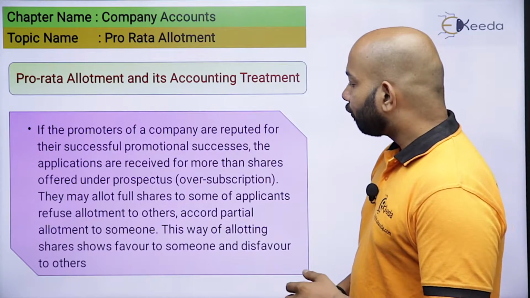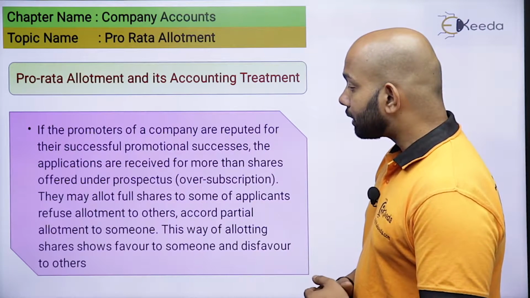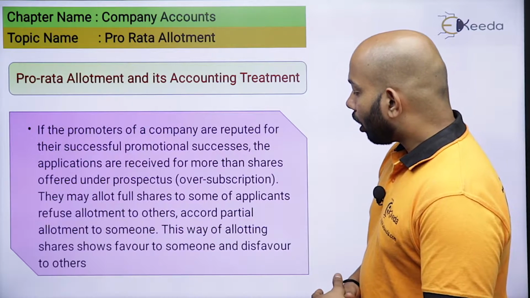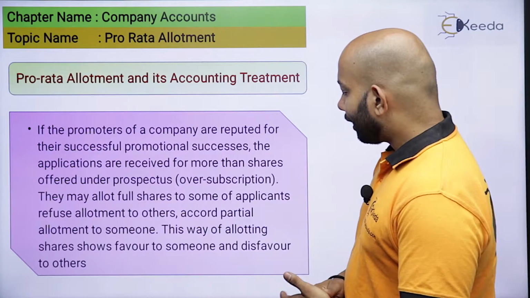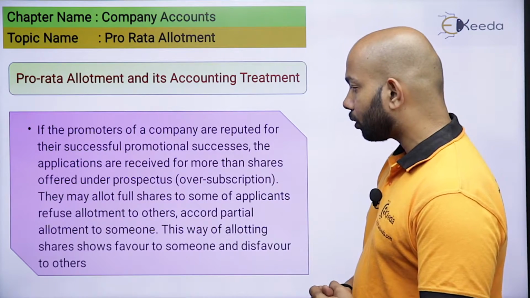They may allot full shares to some applicants, refuse allotment to others, or accord partial allotment to someone. This way of allotting shares shows favor to someone and disfavor to others.